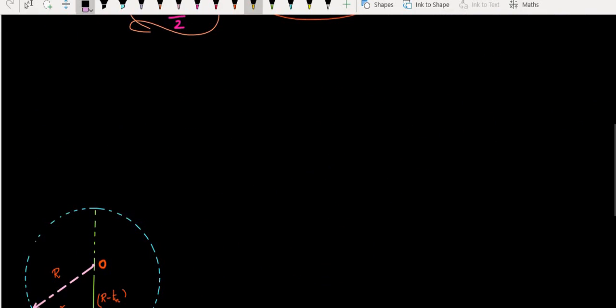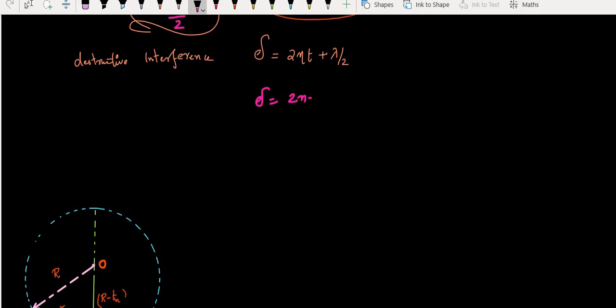Now we are going to derive the equation for the dark ring, the equation for destructive interference, because we are conducting the experiment using the equation for the dark ring. So I am just concentrating on destructive interference. We have the equation delta equal to 2 mu t plus lambda by 2 from the superposition principle. Delta equal to (2n minus 1) lambda by 2 is the condition for destructive interference.